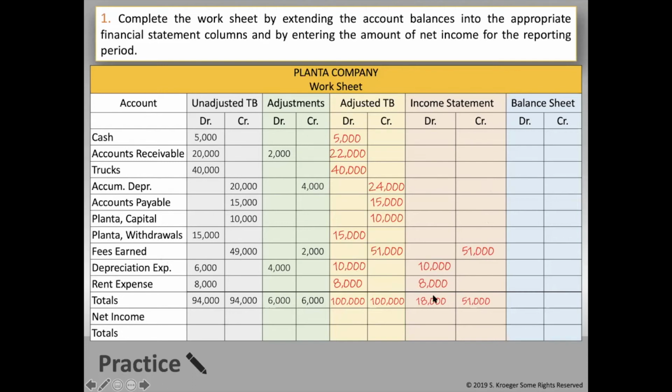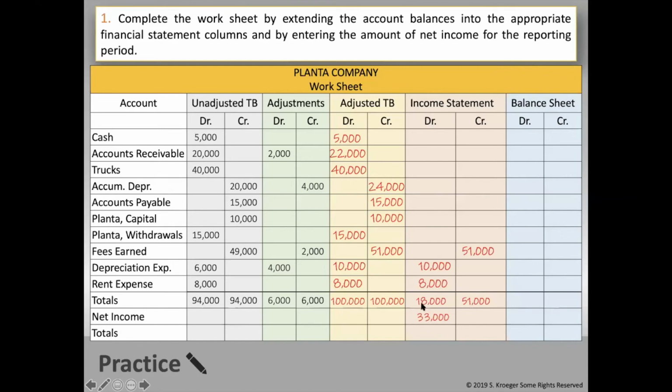They shouldn't equal, and if they do, it means you didn't make any money and you broke even. In this case, we did make money. Our revenues are higher than our expenses. They don't equal, and the difference is our net income. What we do here is we subtract these two numbers and then put that number on the smaller side. When I subtract the two numbers, I get 33,000.